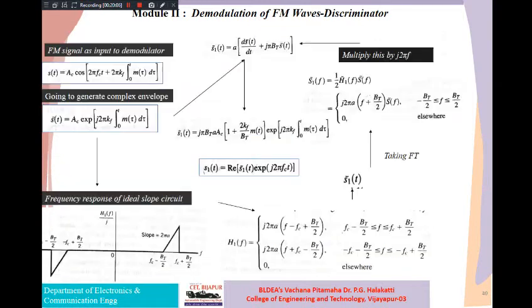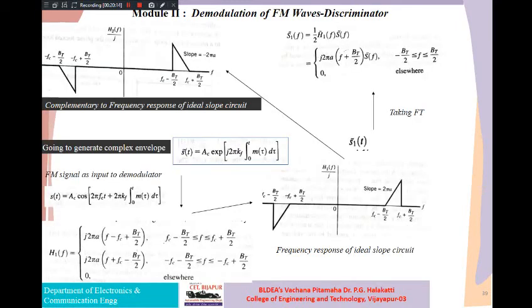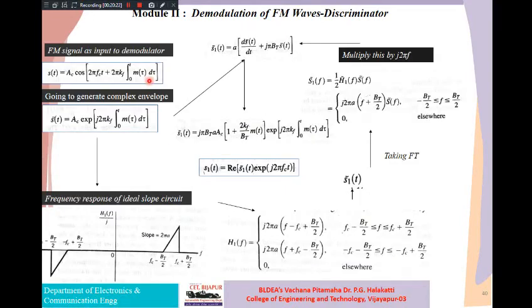Okay, so let us summarize exactly what we are doing here. We are applying the FM signal S(t), having the complex envelope S'(t), as input to the slope circuit. The slope circuit transfer characteristic is defined by this. Its output we are getting is S1'(t). If you take the Fourier transform, we are getting its frequency domain representation, S1'(f), having this much.